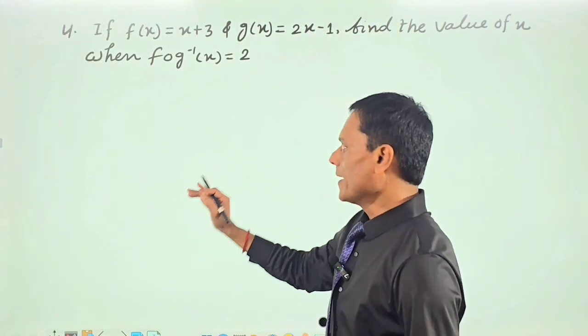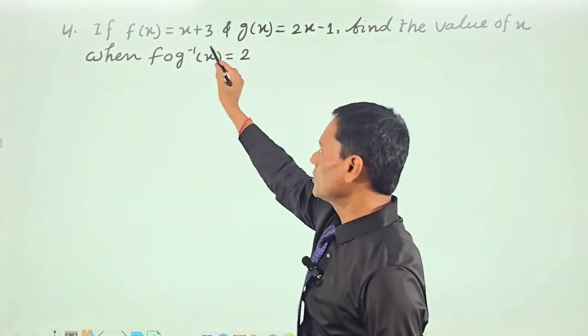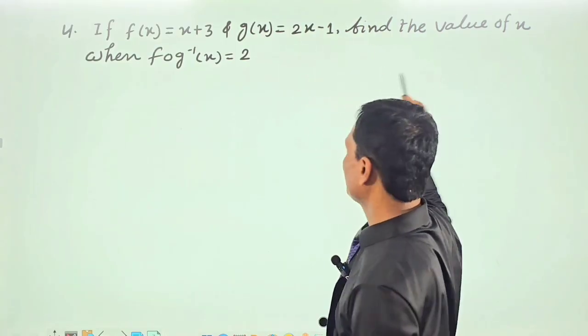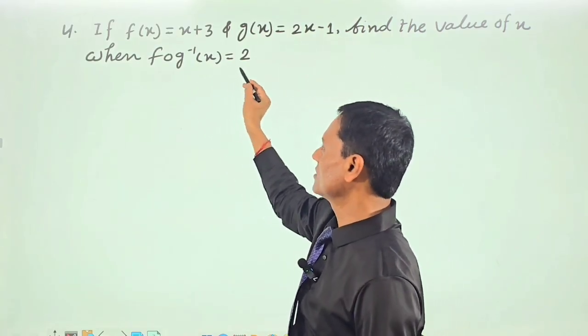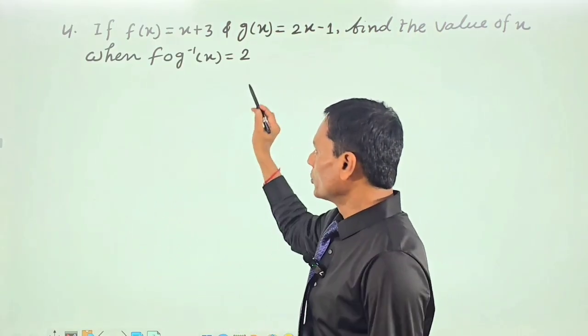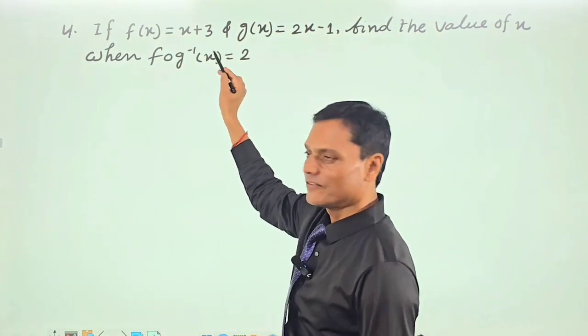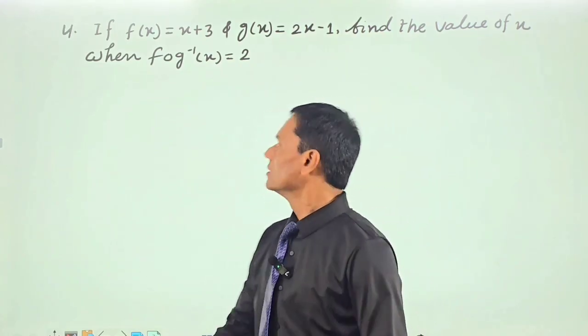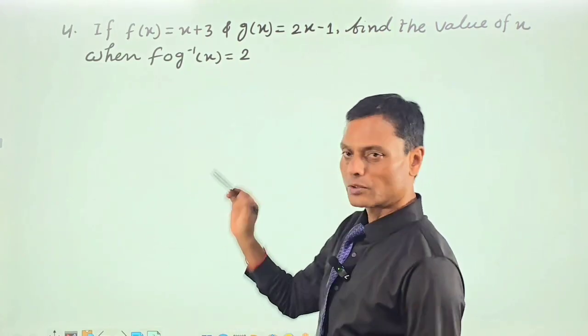So next question we have here, if f(x) equals to x plus 3 and g(x) equals to 2x minus 1, find the value of x when f of g inverse x equals to 2. So we see here there is f of g inverse x, right? So first of all we have to find out the value of g inverse.